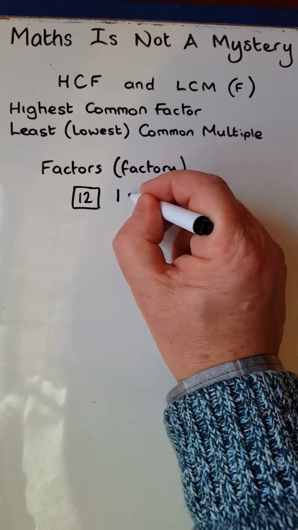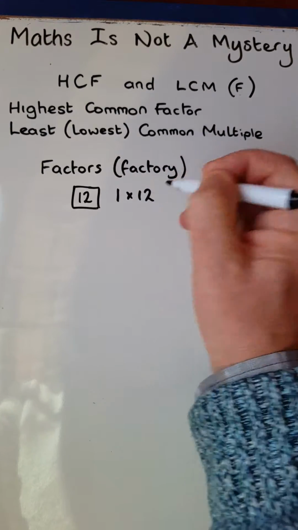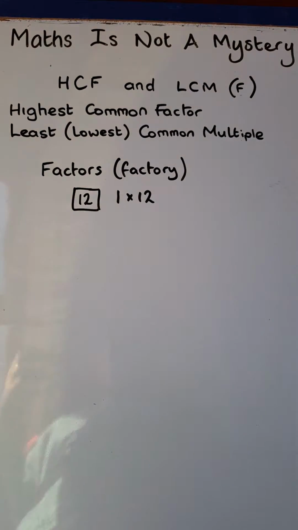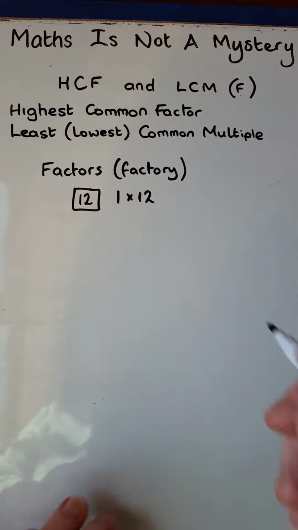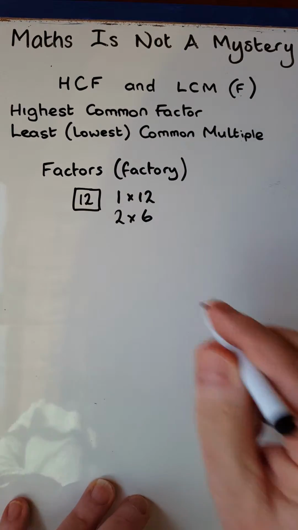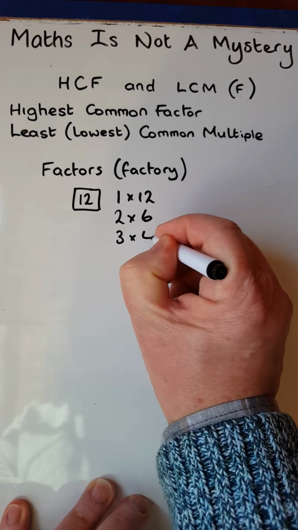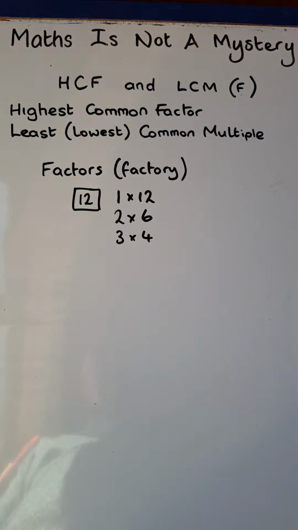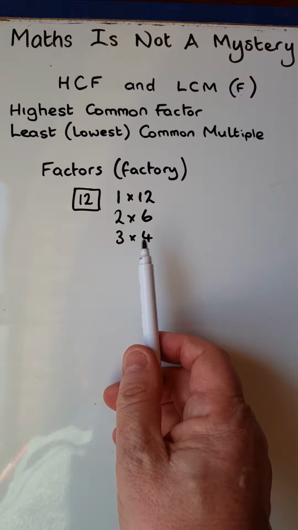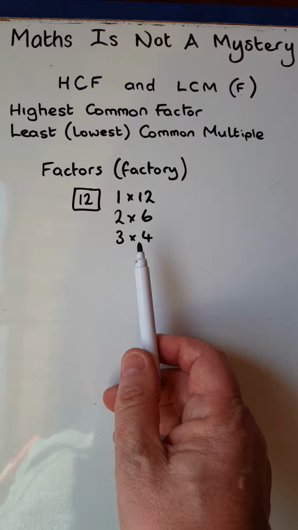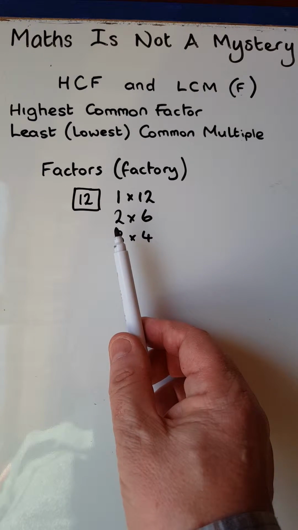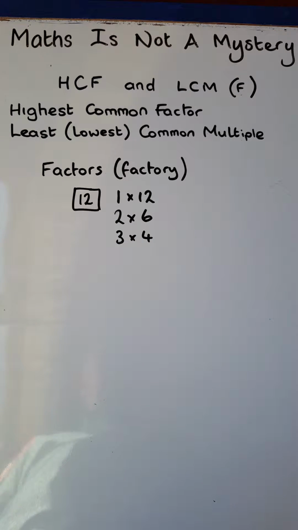Now, do it logically. Always start at 1. Don't just randomly go at all sorts of numbers, because you'll get yourself in a real mess if you do that. So 1 times 12 makes 12. 2 times 6 makes 12. 3 times 4 makes 12. 4 times 3 makes 12. I'm not going to write that again because we've got 4 times 3 in reverse order. 5 times nothing at all, that doesn't work, but 6 times 2 makes 12, 12 times 1 makes 12.